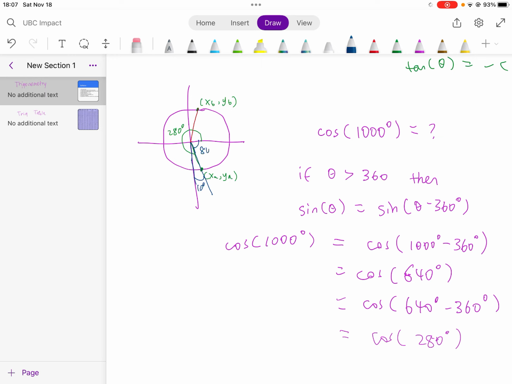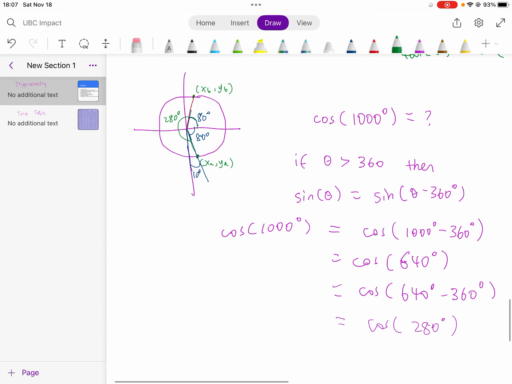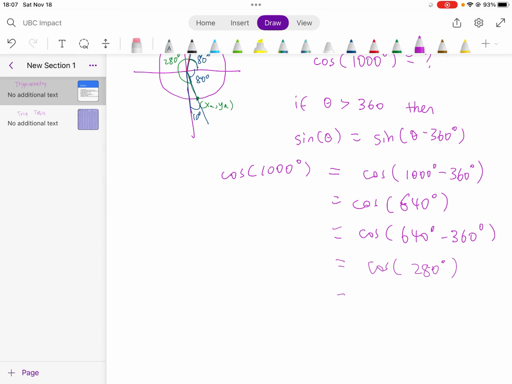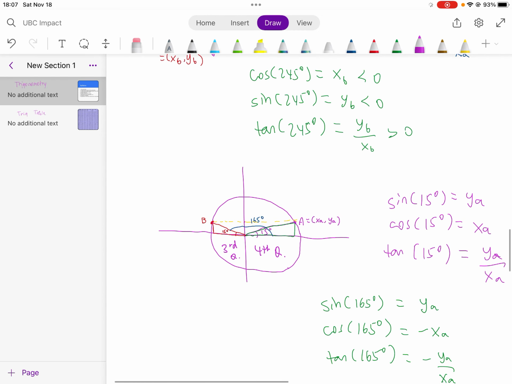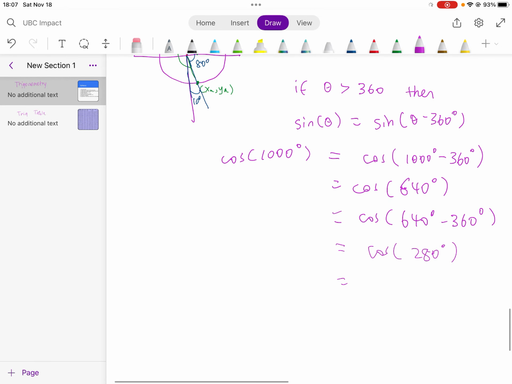And so this part is 80 degrees. And so this part right here, this is also 80 degrees. And so this means that the cosine of 280 degrees is equal to the cosine of 80 degrees. I'm using a similar logic as what I was doing here. So if you're lost, take a look and see if you can figure it out.